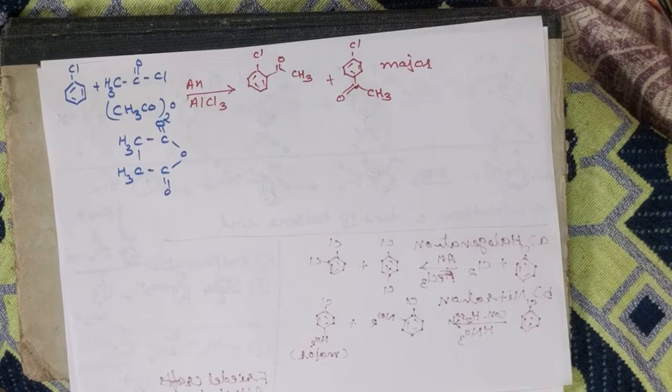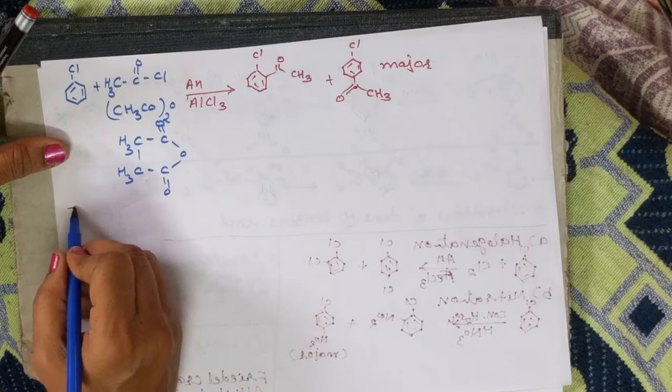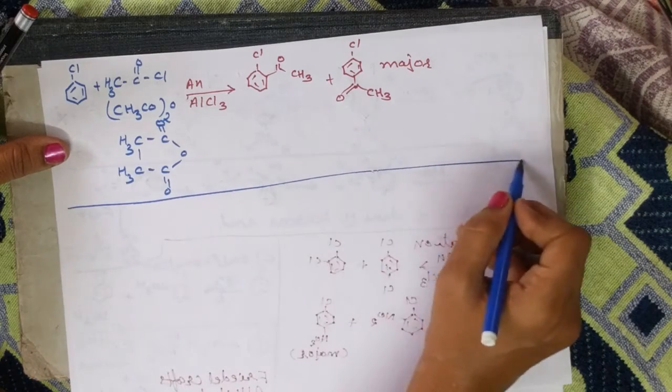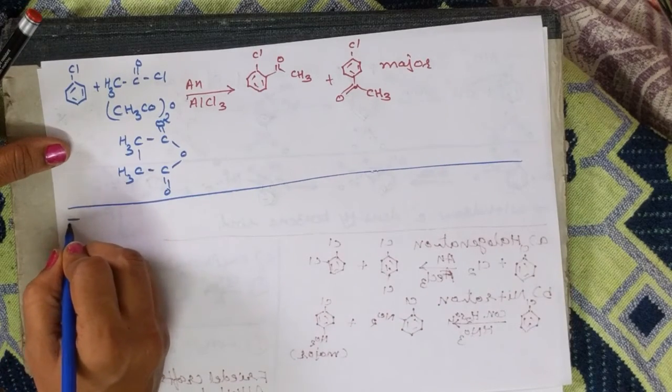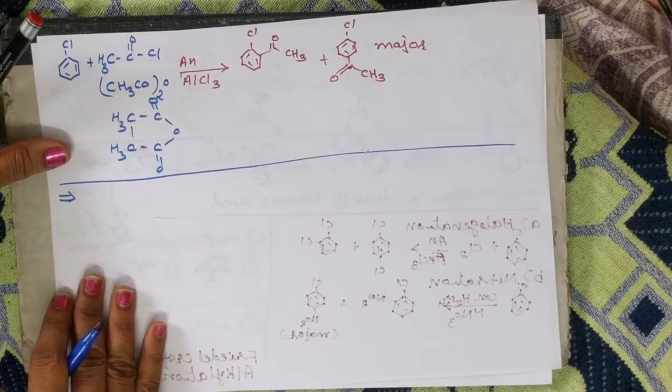Other than this, some of the aliphatic alkyl halides also, I'll give you the hint, the product is different. As the reactants are different, the product is different. So first we'll take the example for that, it is KCN and NaCN.